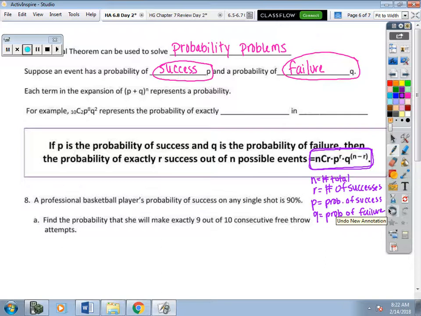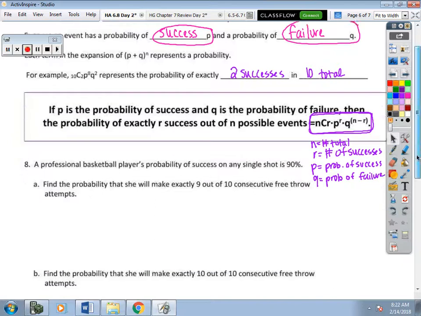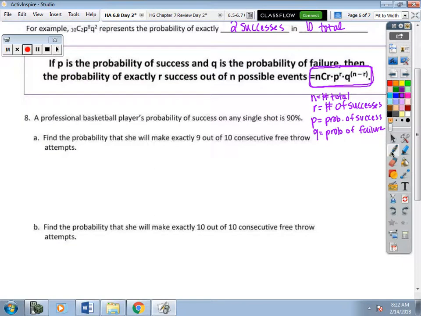All right, so in this case we have 10C2, so 10 would be the number of total, 2 would be the number of successes. So this would be 2 successes in 10 total attempts or tries. They didn't tell us what the problem's about up there, so. Again, I'll give you this formula on any problems you'll have on your test, but you will have to know what to plug in and where.